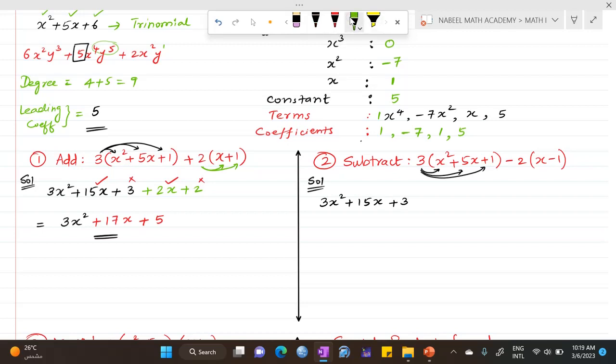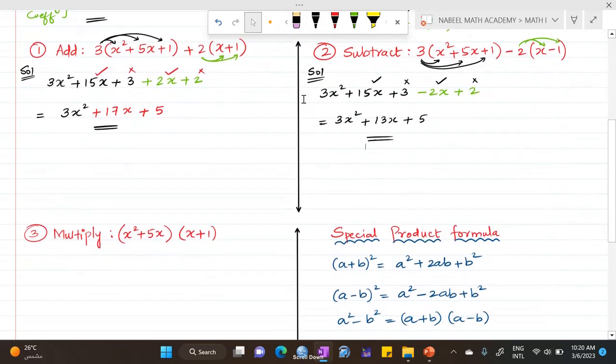And the next term, we have to multiply minus 2 inside. So what happened here? When you multiply minus 2x, minus of minus is plus 2. When you add this part, you will get 3x square, and x with the x, we have the same term, 15x minus 2x, which is equal plus 13x. And the constant term, 3 plus 2, which is equal 5. So this is the subtraction of the polynomial.